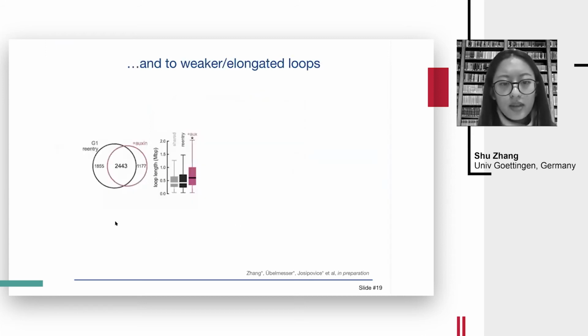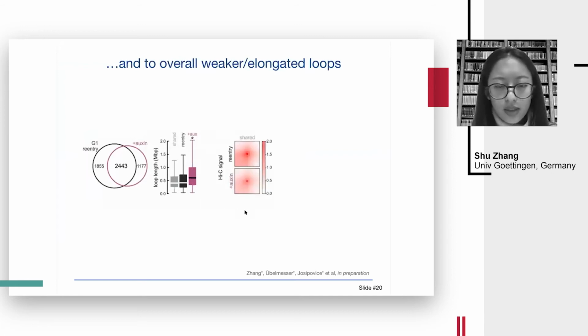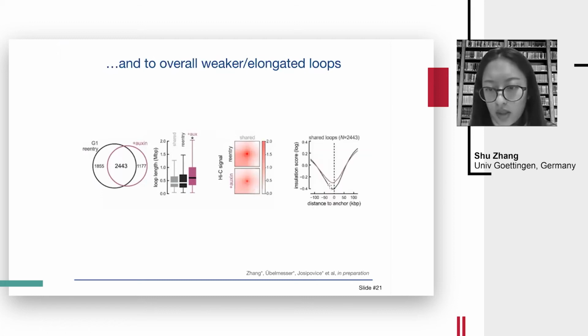And if you look at the loop level, you can see really big differences. First, there are around 2,000 loops that cannot form in degradation samples. And there are more than 2,000 shared loops. They can form in both control and degradation. But you can see here, these shared loops in degradation samples have a very weak signal. And also the loop anchor analysis says, this red means the degradation sample insulation. The loops in degradation samples also have very weak insulation. So a weak signal and weak insulation.